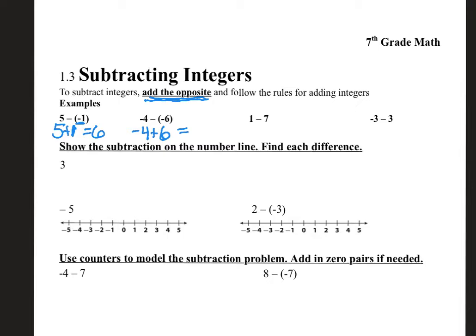When I follow my rules, my 6 is bigger than my negative 4, so I subtract those. 6 minus 4 is 2. And since the 6 is larger, it's positive.